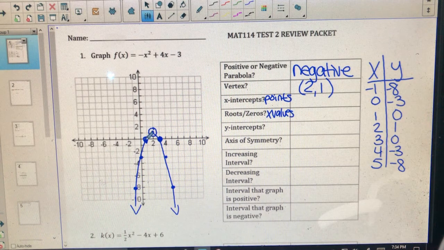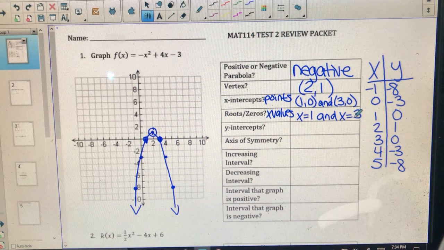Your roots and zeros are just the x values, but they are still the same place on the graph. So right here on the graph is 1. Right here on the graph is 3. So if I'm writing those as points, it's the points 1, 0 and 3, 0. The roots and zeros, just being the x values, would be x equals 1 and x equals 3.